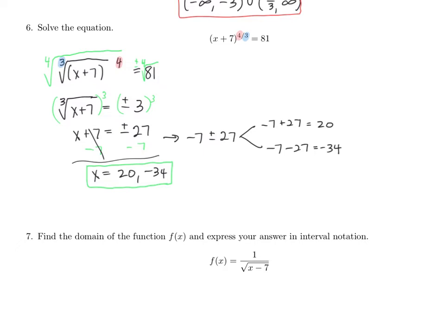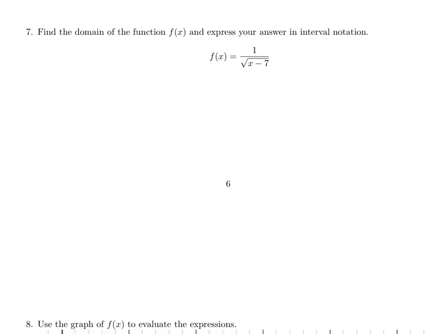Now let's look at number 7. Number 7, find the domain of the function f of x and express your answer in interval notation. So remember, the domain is associated with the x values. And in our class, we had two cases where we might have a restriction on the domain, meaning there are problems with some of the x values. So we talked about a fraction, right? In the case of a fraction, the bottom could not be 0. And so we would have to restrict that domain.